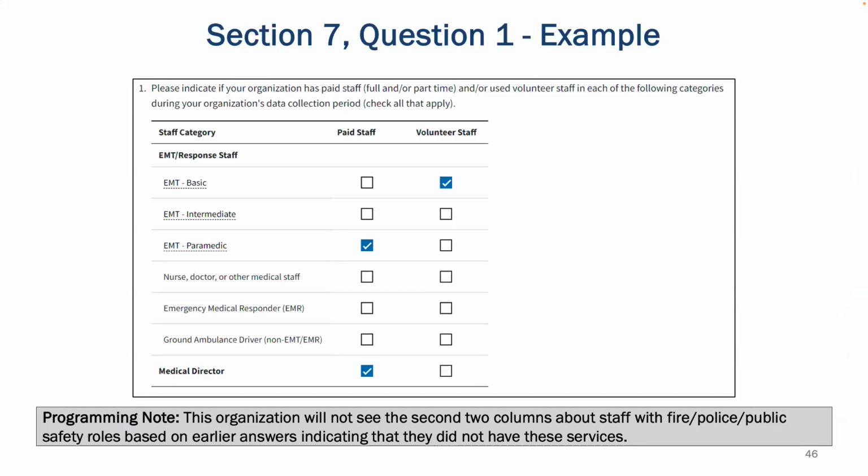Let's walk through how this organization would report information in Section 7, starting with question 1. In this scenario, the only volunteer labor is for the EMT basics, so check yes in the volunteer column. For the paid column, this organization would check yes for EMT paramedic and medical director. The organization does not have any EMT intermediates or other EMT response staff, so these boxes are not checked off for paid or volunteer.